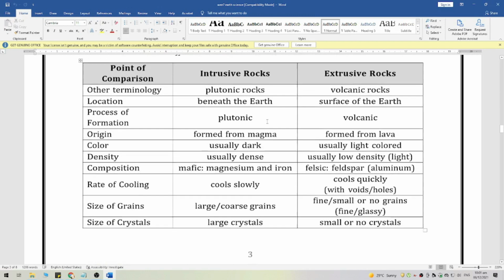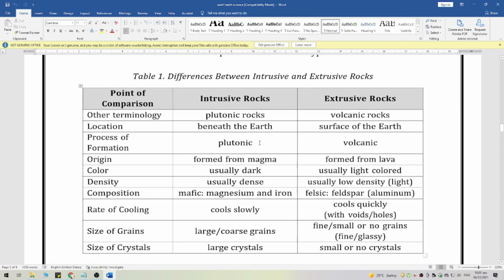So, in intrusive rocks and extrusive rocks, you can see in this chart the points of comparison, from the location to the other terminology, or yung ibang tawag sa kanya, to the origin, color, density, even the rate of cooling, and even the size of grains and crystals. So, might as well please take down notes, and it's very important to actually keep track of this small chart that we have here. Okay, so let's move forward then.